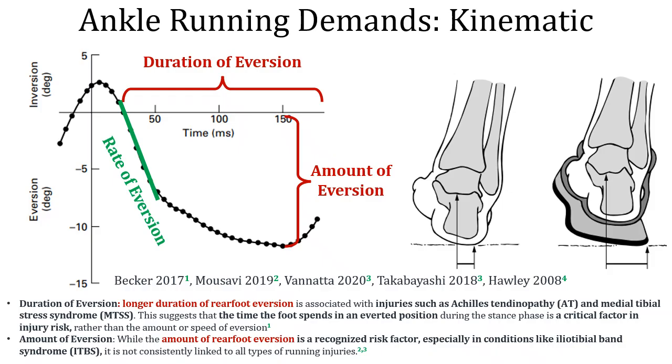While the amount of rear foot eversion is a recognized risk factor, especially in conditions like iliotibial band syndrome, it is not consistently linked to all types of running injuries. And then same with the rate of eversion, though it can put a lot of stress on individuals that have a posterior tibialis tendinopathy, and thus it may be relevant. It doesn't fall out as a predominant risk factor, at least based off these 5 sources and the scoping review of the literature that I've done thus far.